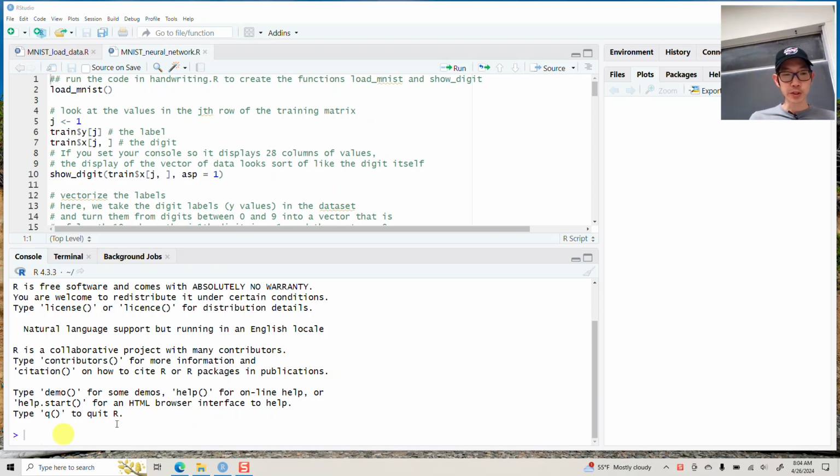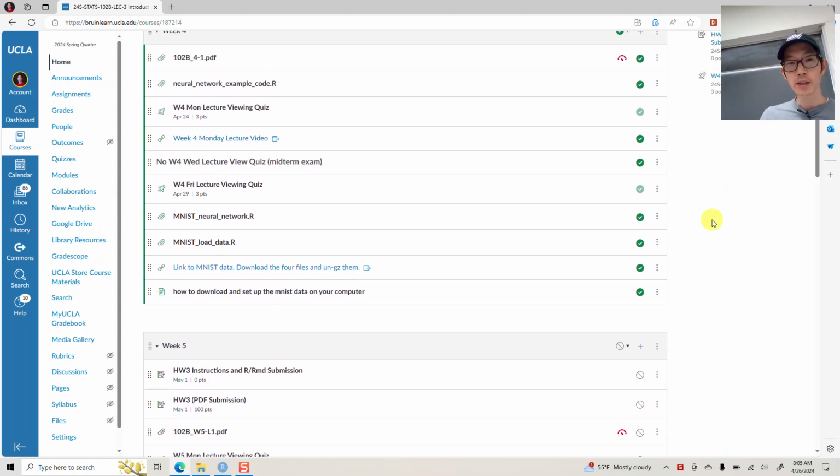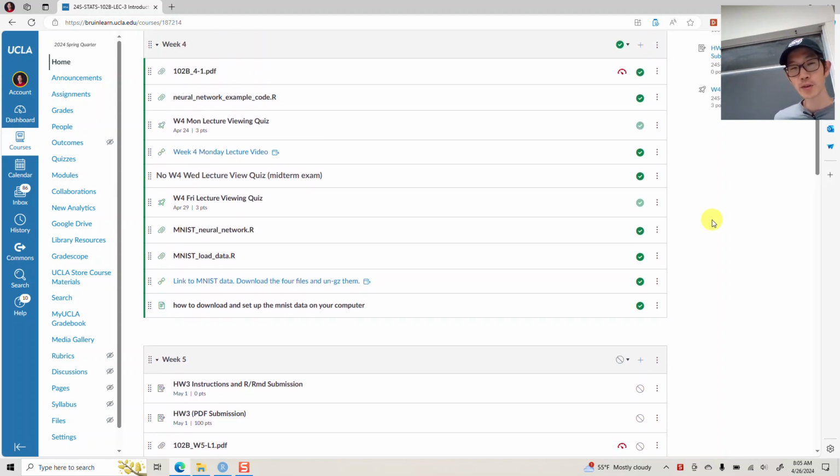All right, good morning. Okay, well, let's look at today's data set. Today we're going to look at the MNIST handwritten digits data set as an application of neural networks.